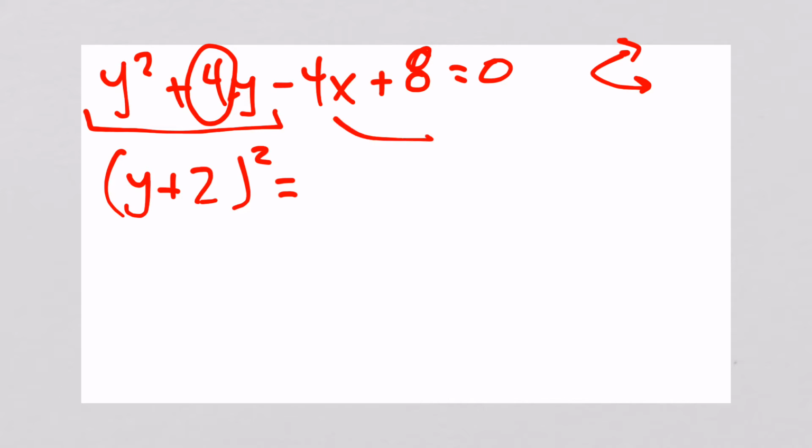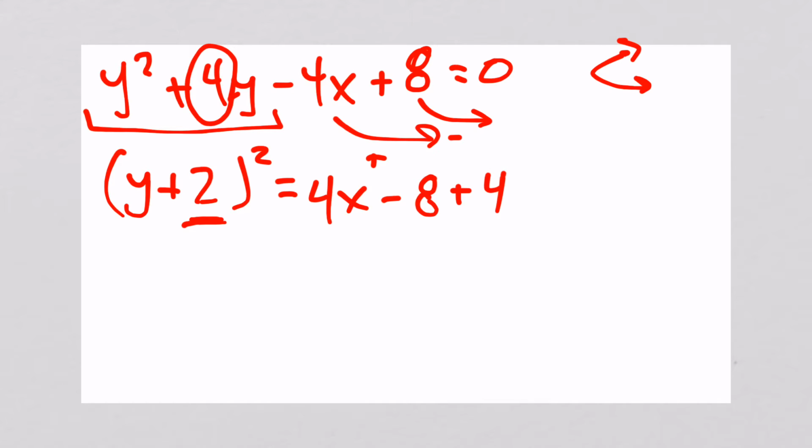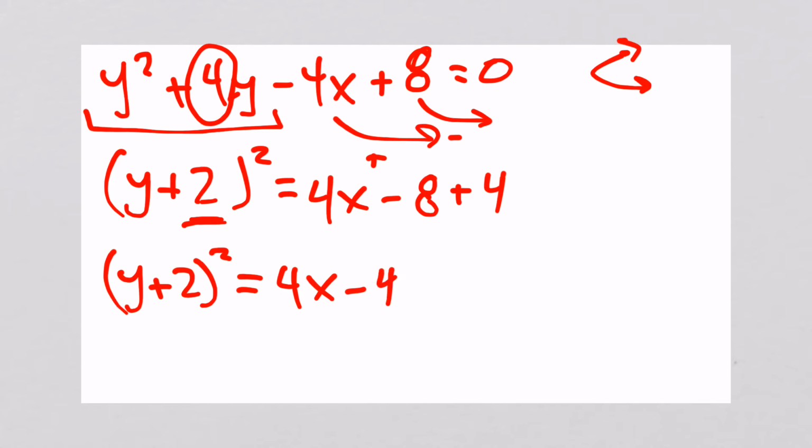So I'm going to add that 4x over, so I'll get a plus 4x. I'm going to subtract that 8 over, so I'm going to get a minus 8. But I also need to balance my equation. I added 2 squared on the left, so I need to add 2 squared equals 4 on the right. So I get my equation, y plus 2 squared equals 4x minus 8 plus 4, which is minus 4.